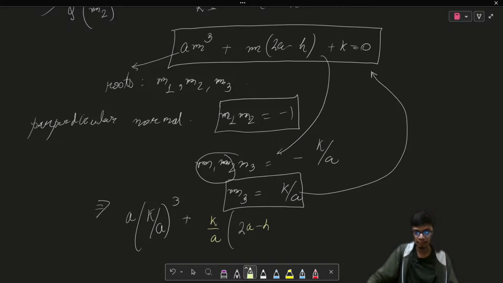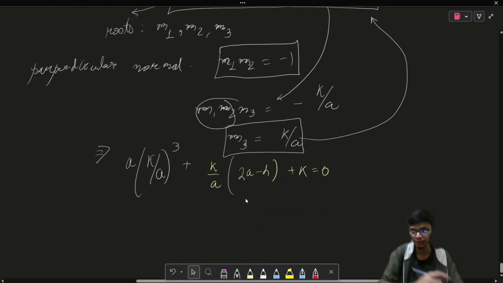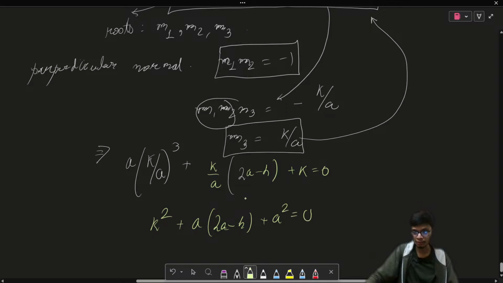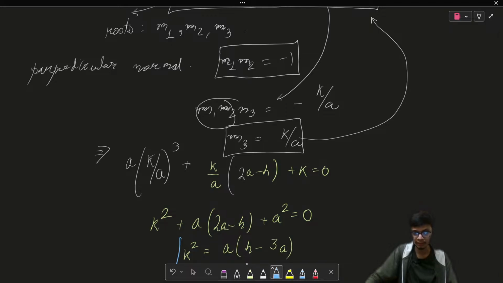so 2a minus h plus k is equal to 0, and therefore simplify this equation in terms of k, so I will get k square plus a times of 2a minus h plus a square is equal to 0, and so from here I will get k square is equal to a times of h minus 3a, okay? So therefore this is going to be the result for k square, right?